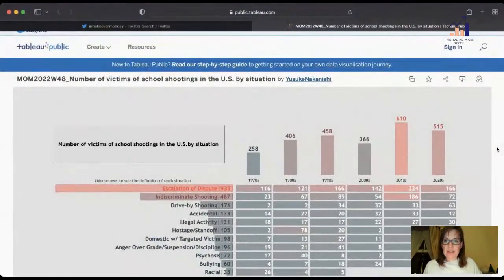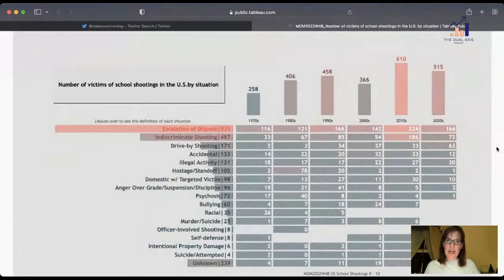So Yusuki has created this viz. So we've got basically a highlight table, number of victims of school shootings in the US by situation. Again, I want more emotion in this.